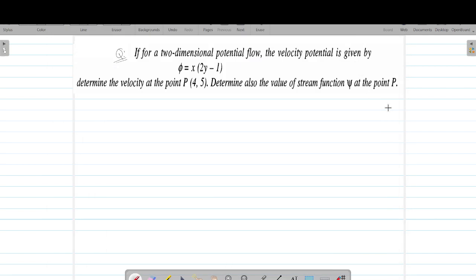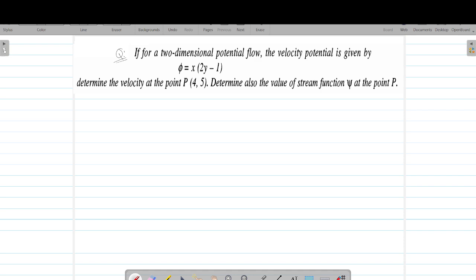Hello. Now let's solve this problem. The statement says that for a two-dimensional potential flow, the velocity potential is given by phi is equal to x(2y minus 1). So first of all, let us write down what we know as the formulas.